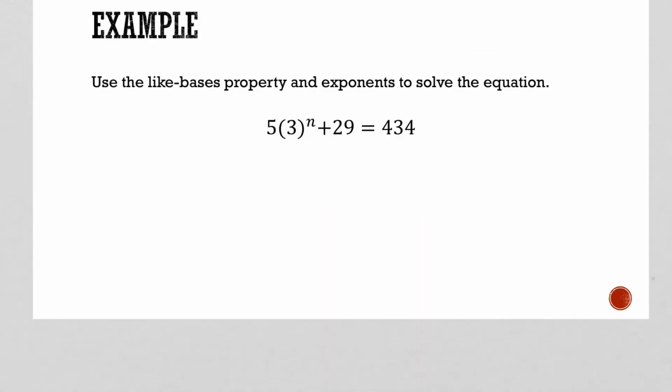Look at this hot mess. All right. So anytime you are wanting to solve for a variable, you want to isolate the variable as much as you can. So move everything you can away from it. So the first thing I would do is move this 29 away from it. So I have 5 times 3 to the n power is equal to 405. All right, the next thing I want to do, again, I want to isolate that variable as much as I can. So I'm going to divide by 5.